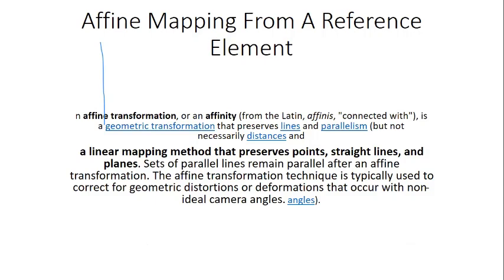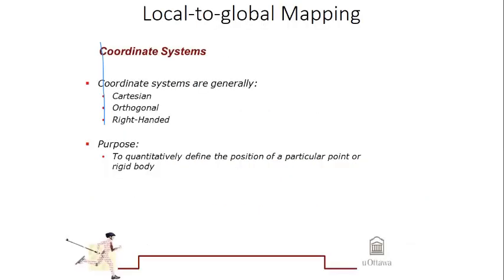Today, we're going to be looking at affine mapping, which we started the last time. Affine mapping from a reference element. Generally, mapping is all about knowing where an object is imaginarily by plotting coordinates. And there is a local mapping, there is a global mapping.